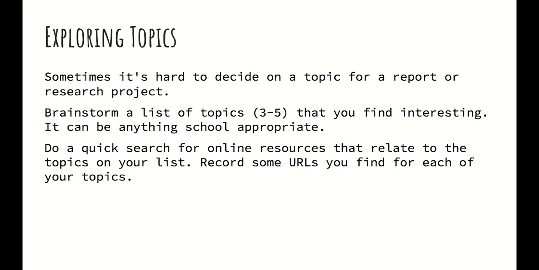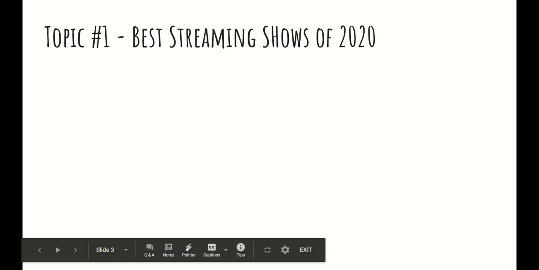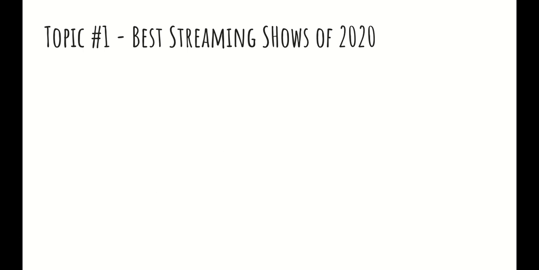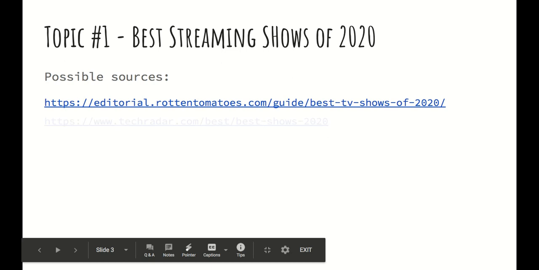And so once you do some preliminary searches, you can record some URLs on the handout, on the assignment. Okay, so the first topic I was thinking about, been watching a lot of Netflix lately, and Hulu and HBO. So I wondered, what were some of the best streaming shows of 2020? So I came up with a few sources.